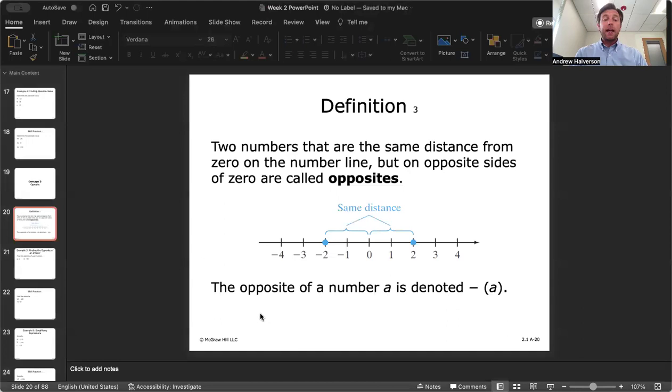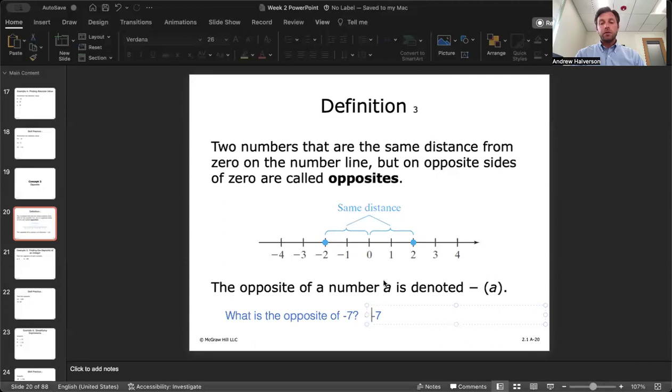So I can say, let me do it this way. What is the opposite of 4? And the answer would be -4 because this value here is +4. So we do the opposite, which is -4. But what about if I ask, what's the opposite of -7? Well, I would take the opposite of -7.